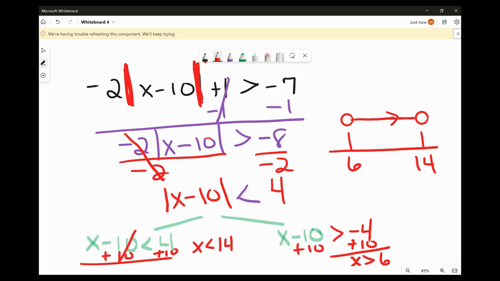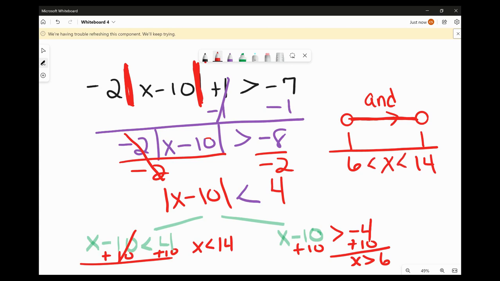And so I call these an "and" problem, because there's a bar in the middle. There's my accent coming out. I have the bar in the middle, and my values that work for this are between 6 and 14. So I'm going to put the x here in the middle.